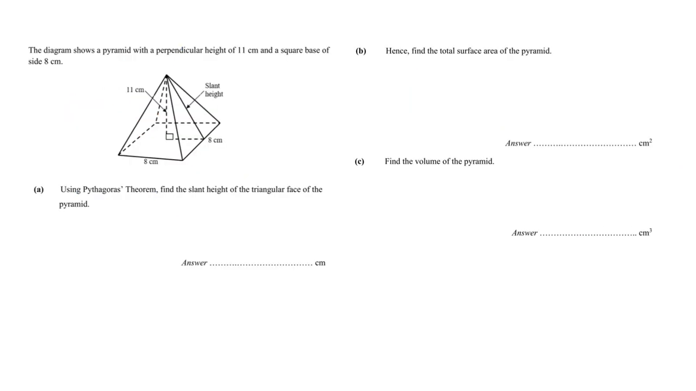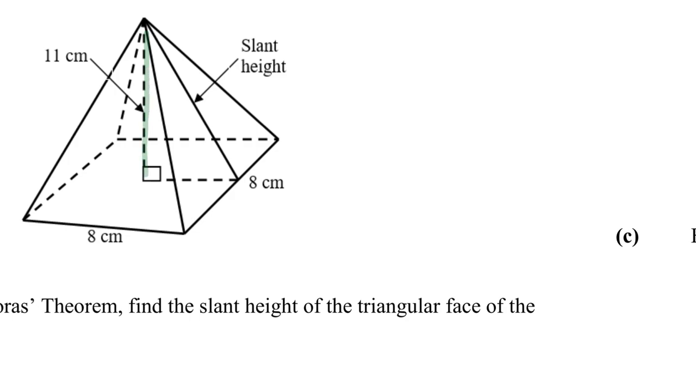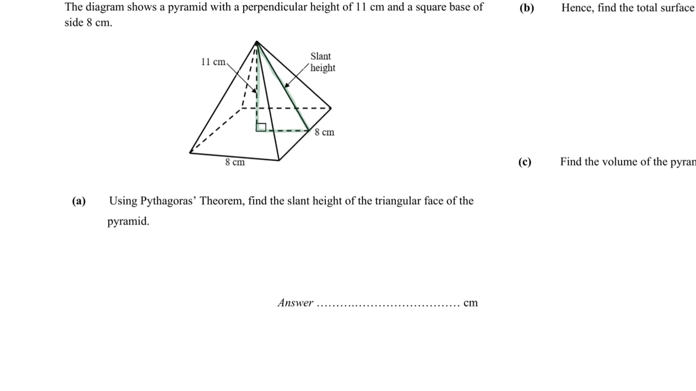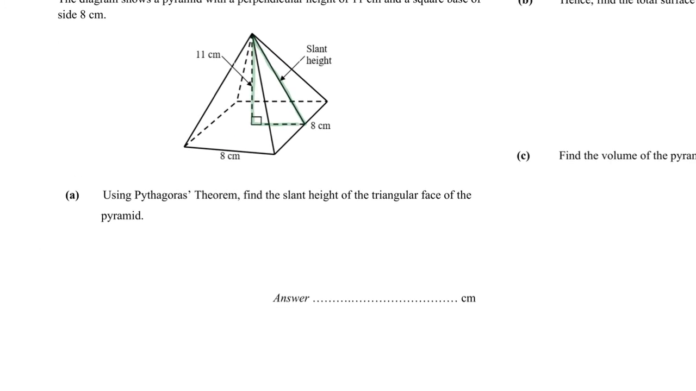Hello everyone, welcome to this problem on pyramid, a square pyramid, and the sides are given. For part A, they want us to find this slant height using Pythagoras theorem. I hope you can see, if I zoom in, that there is a right-angled triangle here. And so that's what we are going to draw here to help us see. If this is at the center, what do you think this length is? Yes, it is 4 cm. The height is 11.